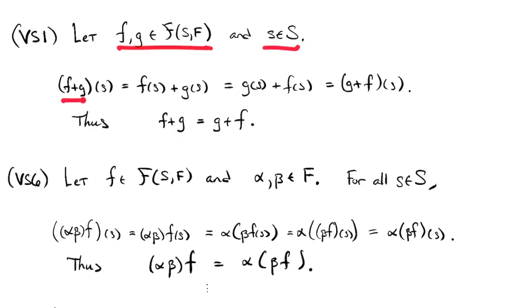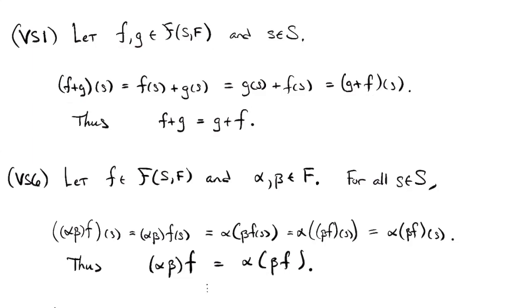And then I look at, well, what is f plus g of s? By definition, it's f of s plus g of s, which in the field F is, of course, equal to g of s plus f of s. I can switch the order. And that, by definition, is g plus f of s. Because that's true for every element of the domain, that means the two functions are equal. That verifies the first axiom.